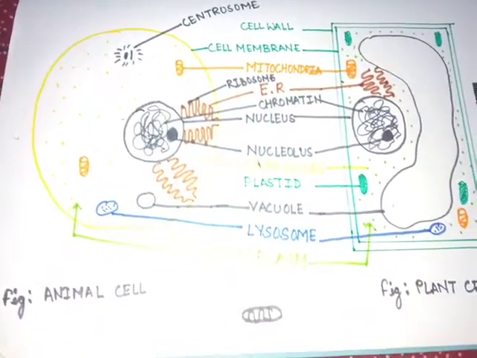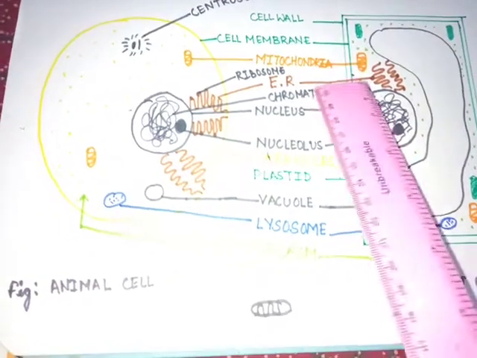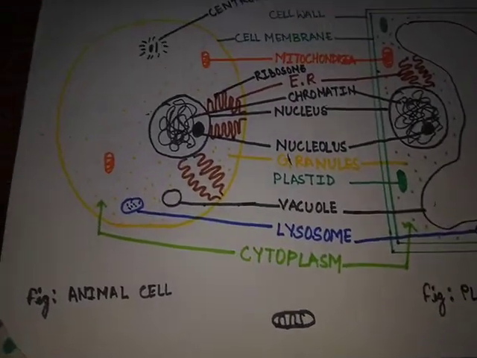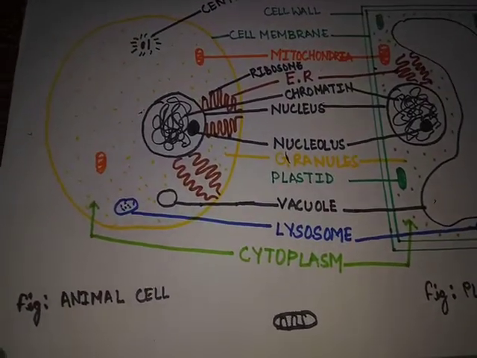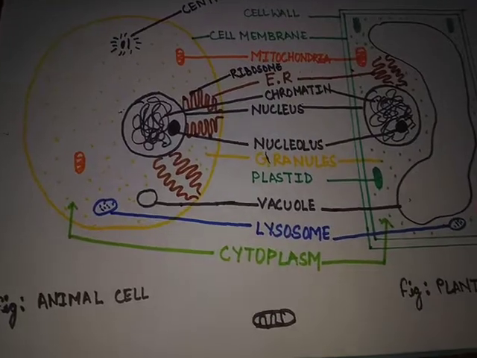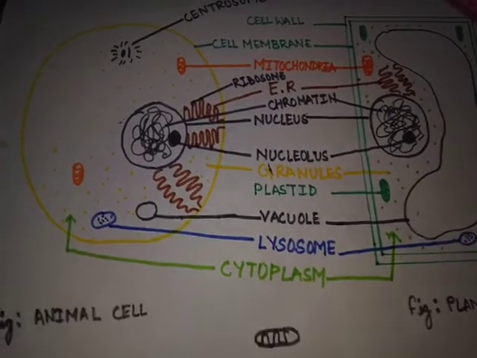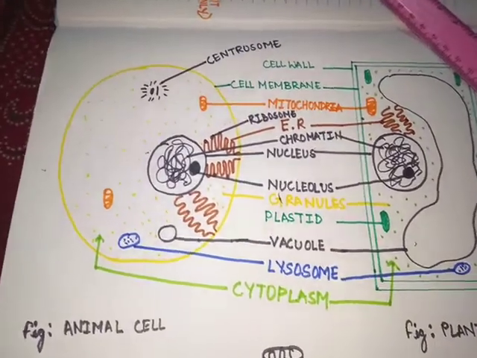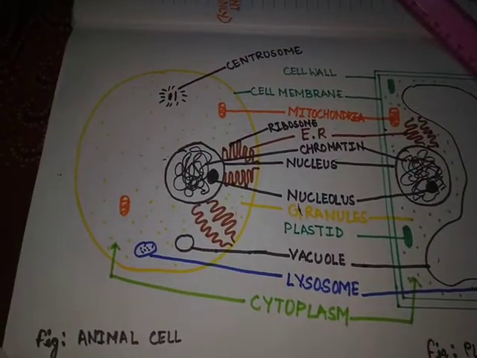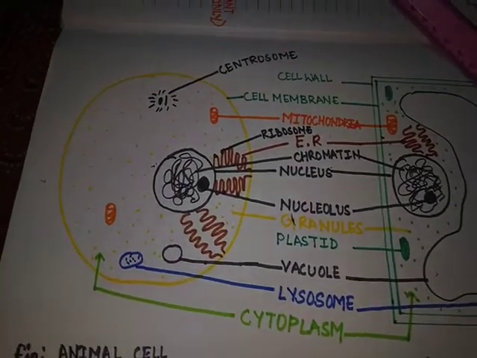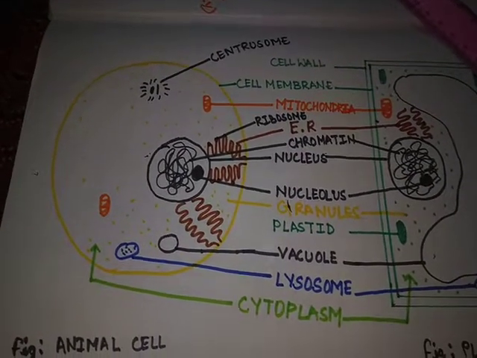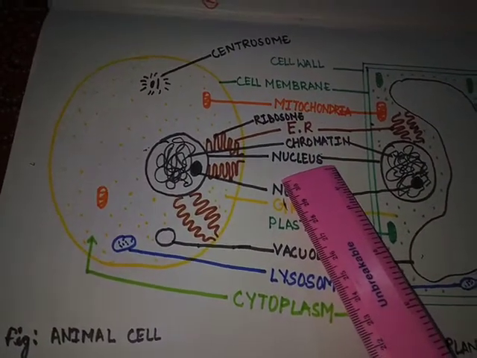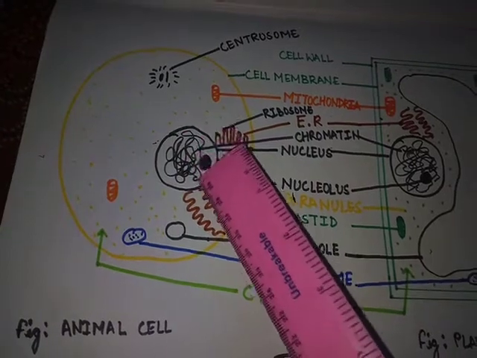Next one we can see is the nucleus. Nucleus is the hollow ball-like structure inside the cell. Nucleus is known as the brain of the cell. What is the function of nucleus? The function of nucleus is it regulates all the cell functions, and if we remove this nucleus, the cell may die. It contains chromosomes. You can see these thread-like structures.